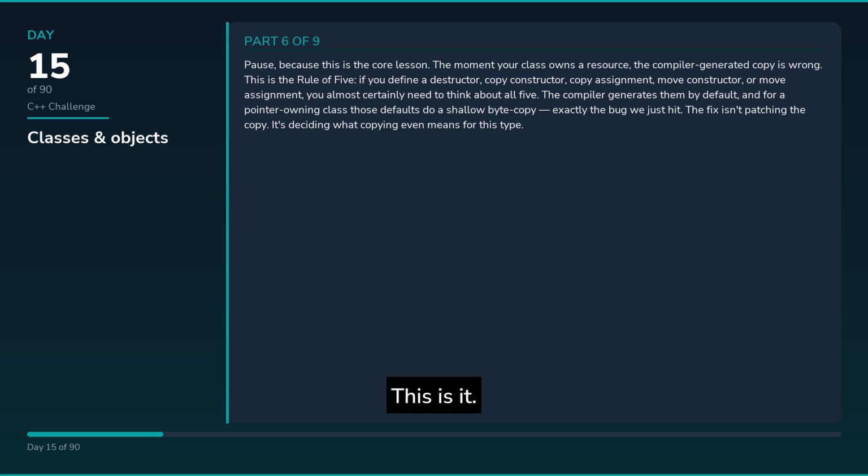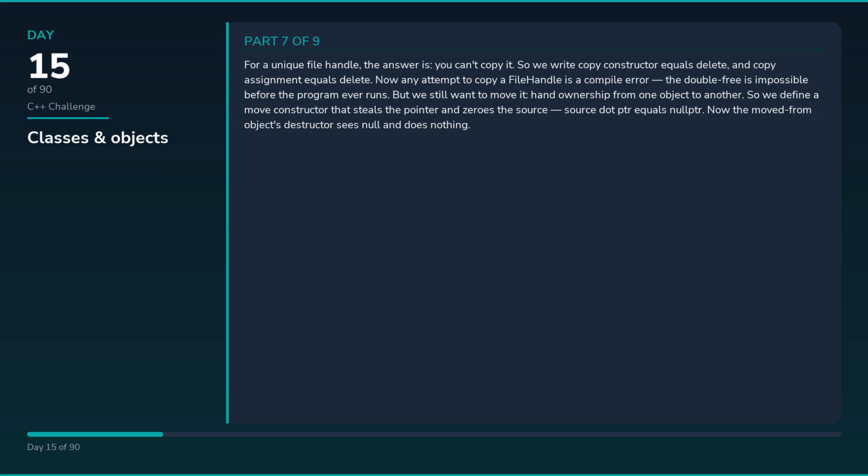For a unique file handle, the answer is, you can't copy it. So we write copy constructor equals delete, and copy assignment equals delete. Now any attempt to copy a file handle is a compile error. The double free is impossible before the program ever runs. But we still want to move it, hand ownership from one object to another. So we define a move constructor that steals the pointer and zeros the source, ptr equals nullptr. Now the moved-from object's destructor sees null and does nothing.